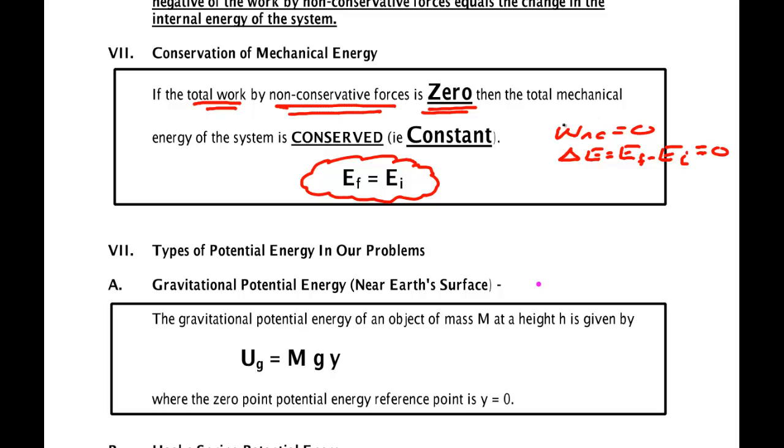Now, this isn't always true. This is only true if W_nc is 0. And that doesn't mean that there can't be non-conservative forces in the system. There can be. But if the total of all of them, the ones taking money out of the energy bank account and the ones putting energy into the bank account, happen to balance, then it's as if there is none, and we can say the energy of the system is conserved.